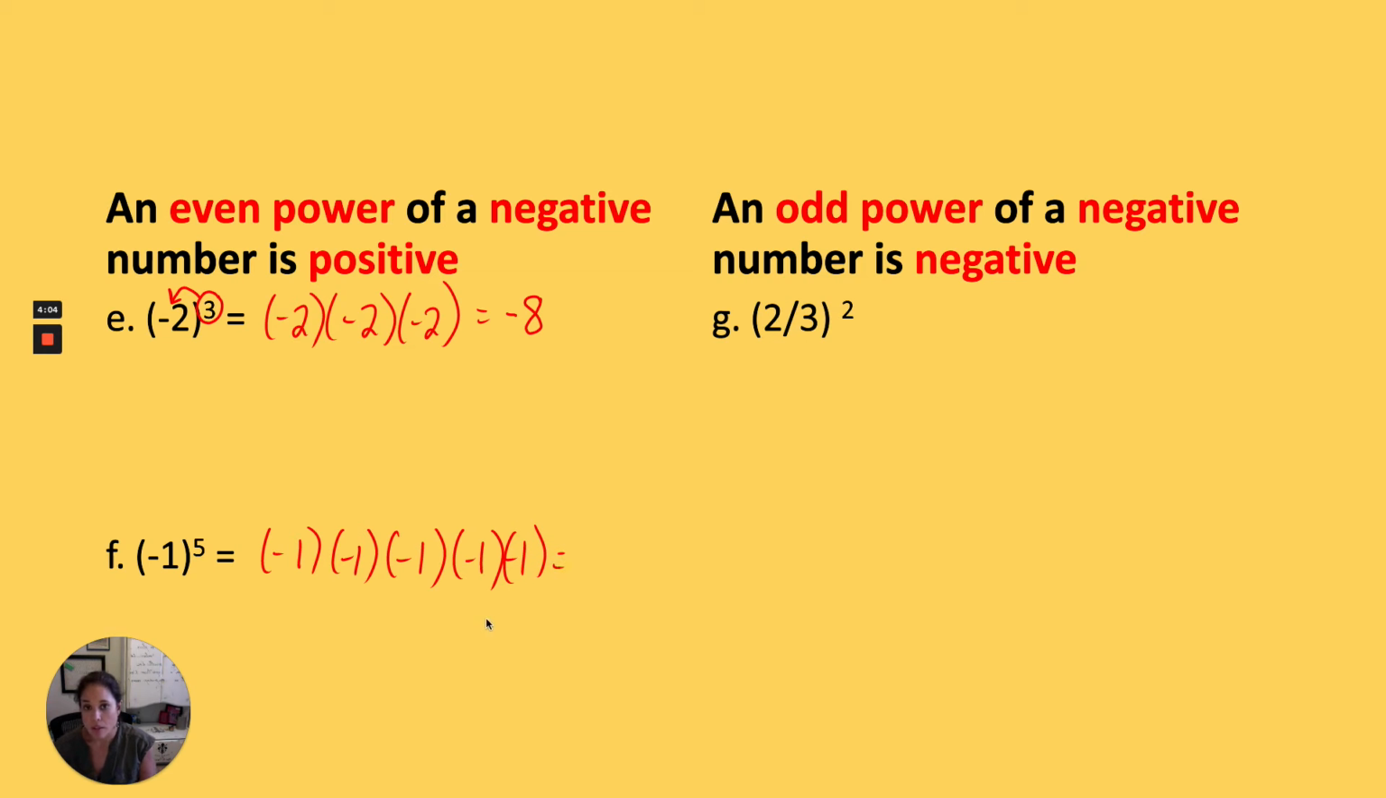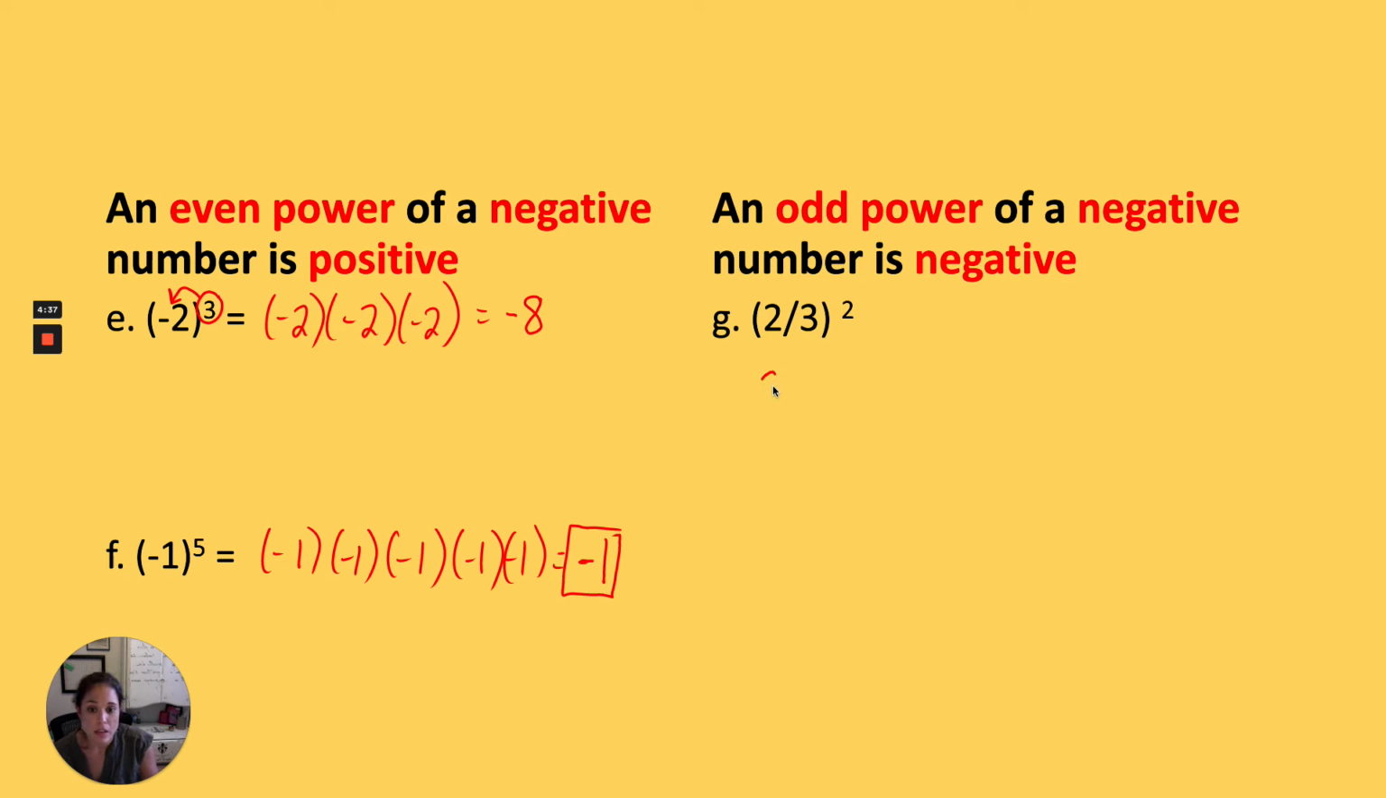So I have (-1) to the 5th. That's -1 times -1 times -1 times -1 times -1. And 1 times 1 times 1 times 1 times 1 is 1. And then when I apply the negative signs, negative times a negative is a positive, positive times a negative is negative, and then negative times negative is positive, but then I'm multiplying one less negative to make this a negative number. So this is -1.